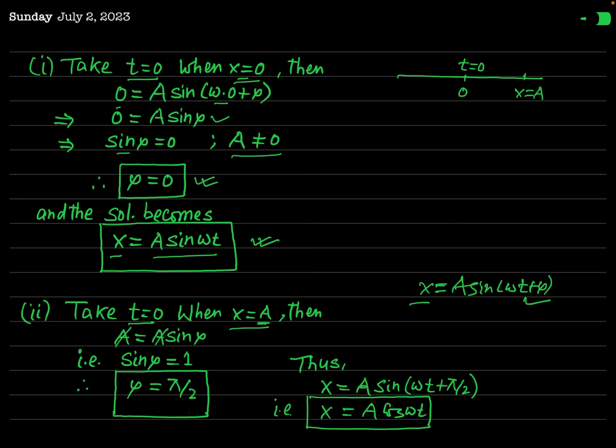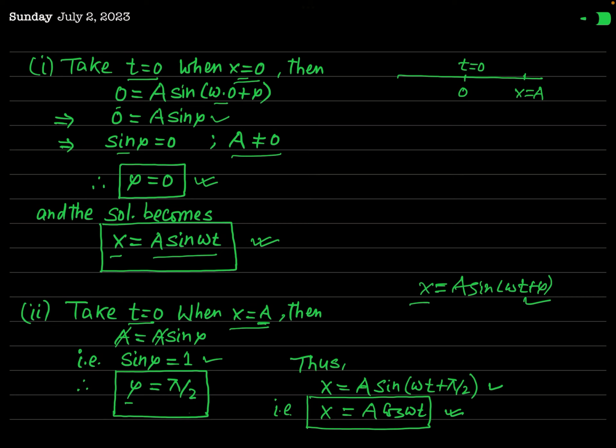Now this a and this a will cancel out and sine phi is equal to 1, and so you can say that phi is equal to pi by 2. So if you take t equal to 0 when the particle is at right extreme position, that is at x equal to plus a, then you will get phi is equal to pi by 2. And then we will represent the SHM by this equation, x equal to a sine omega t plus pi by 2. And since sine omega t plus pi by 2 is equal to cos omega t, the SHM can be represented by x equal to a cos omega t.